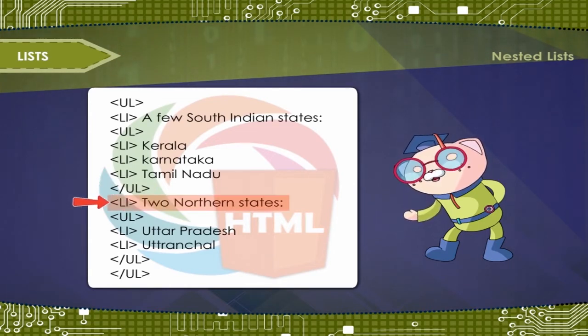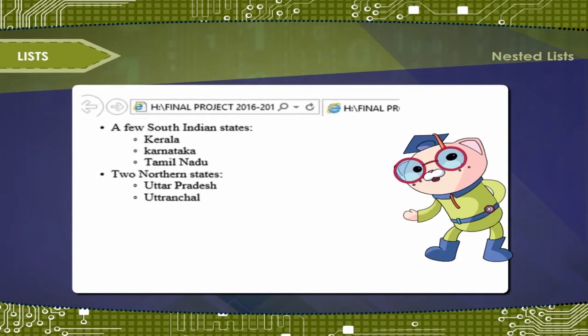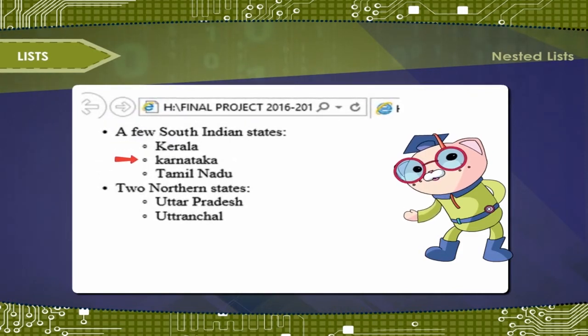Tag LI. Two northern states. Tag UL. Tag LI. Uttar Pradesh. Tag LI. Uttaranchal. Close tag UL. Close tag UL. The nested list is displayed as a few South Indian states: Kerala, Karnataka, Tamil Nadu. Two northern states: Uttar Pradesh, Uttaranchal.